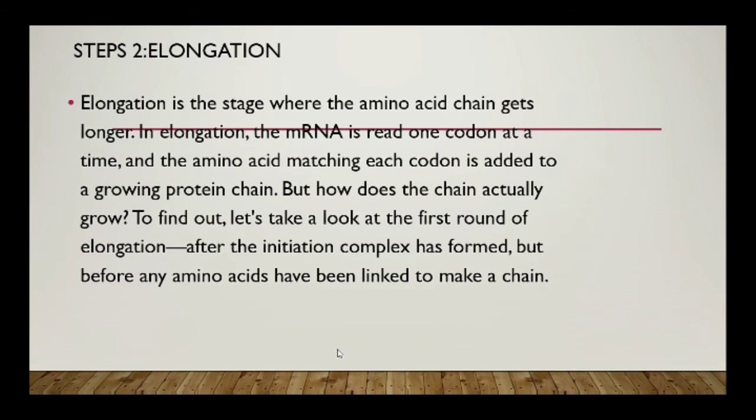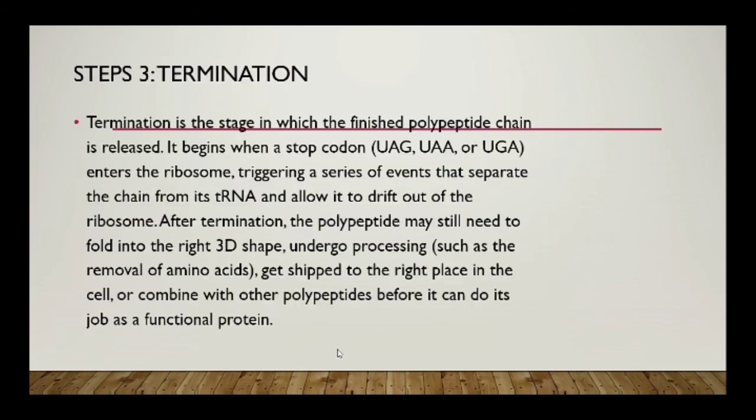So step 2, elongation. Elongation is the stage where the amino acid chain gets longer. In elongation, the mRNA is read one codon at a time, and the amino acid matching each codon is added to a growing protein chain. But how does the chain actually grow? To find out, let's take a look at the first round of elongation, after the initiation complex has formed, but before any amino acids have been linked to make a chain.